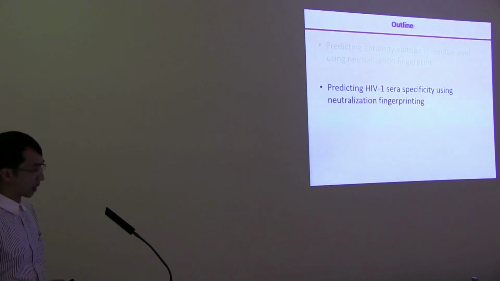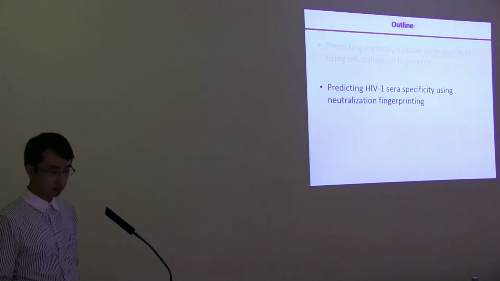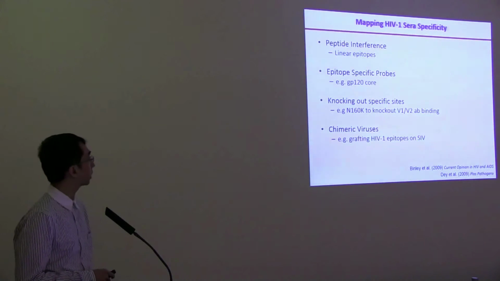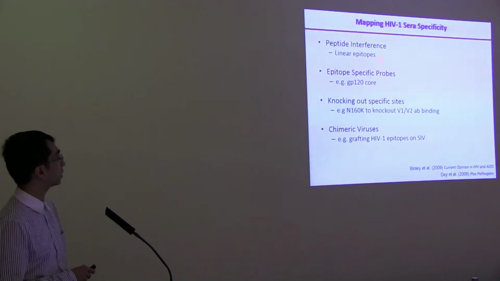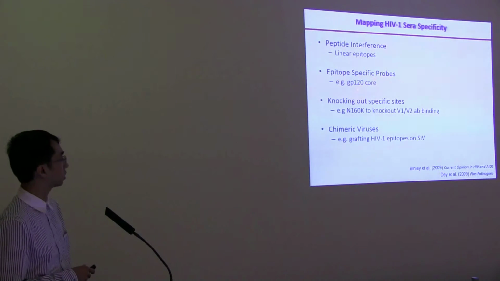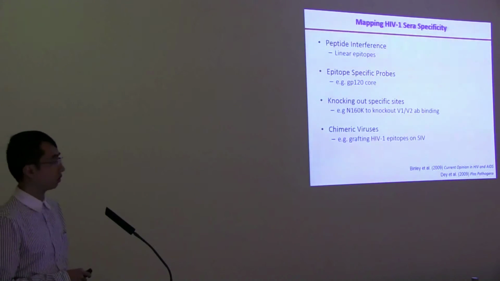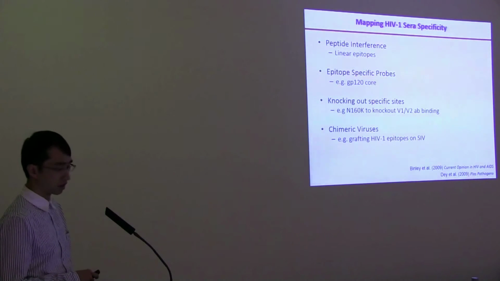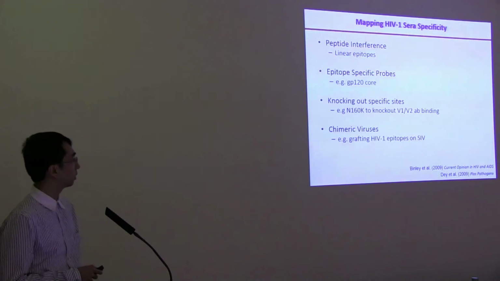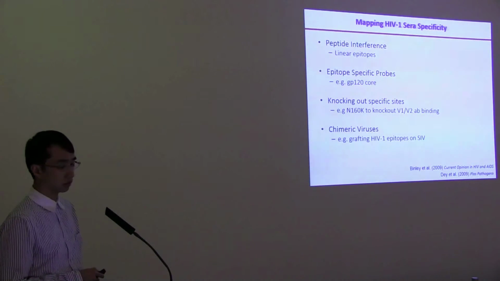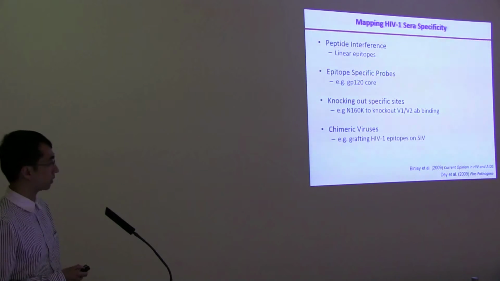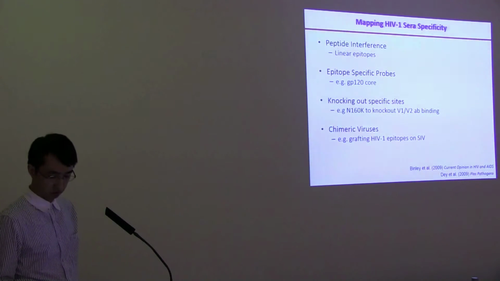Okay, the second half of my talk is on predicting HIV-1 sera specificity. Again, there are a couple of experimental methods which could already do the work here, including peptide interference, epitope-specific probes such as GP120 core, knocking out specific sites on probes or viruses, and also generating chimeric viruses. All of these take weeks and months to conduct, and we want to develop something where we can get the results in a couple of seconds or minutes.